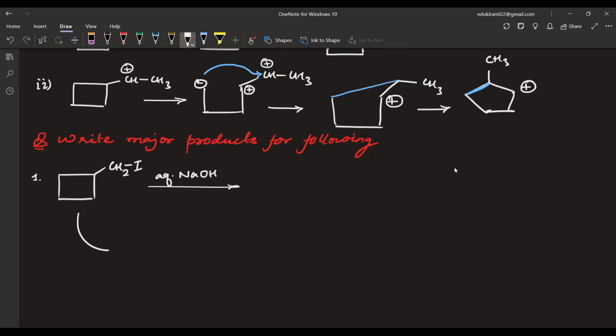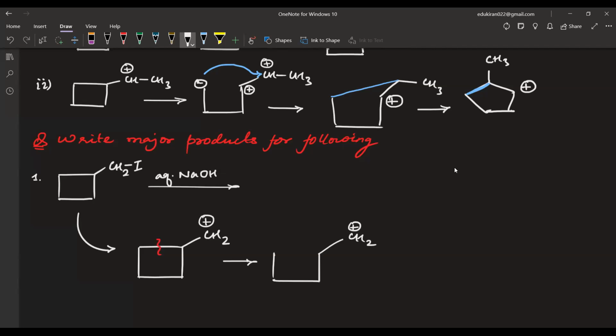The first step here, it will be a carbocation. The formation of carbocation will take place something like this. Cyclobutane, CH2 positive. Now, once you have made this carbocation, what will happen? There will be a breaking of bond. This bond will break, right? And what you will be getting? You will be getting negative charge, sorry, CH2 positive here.